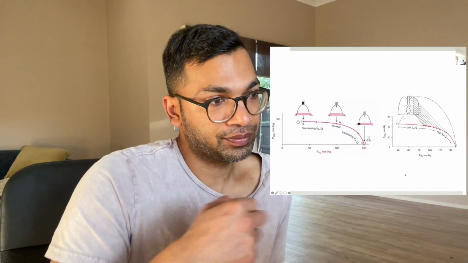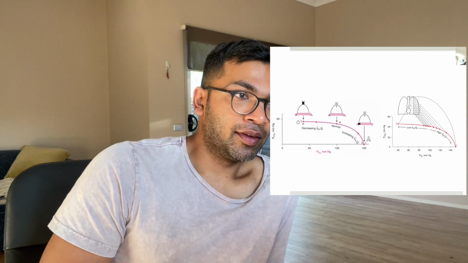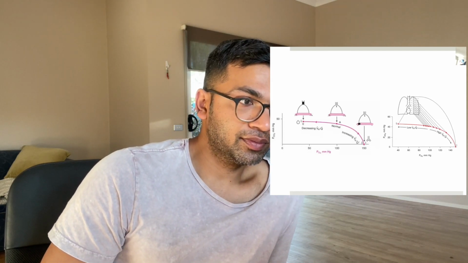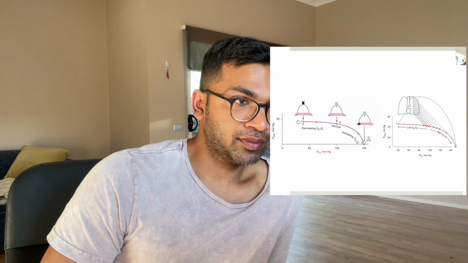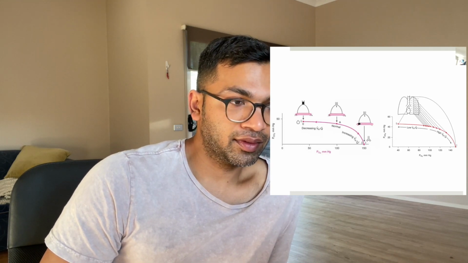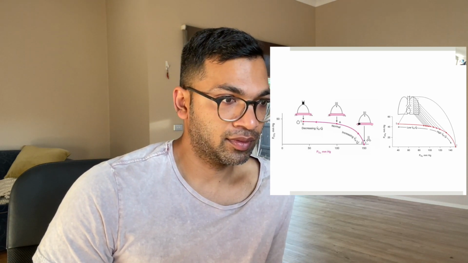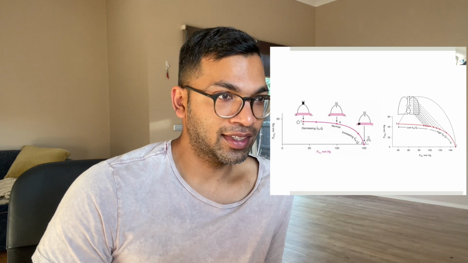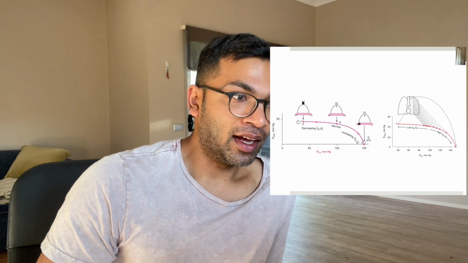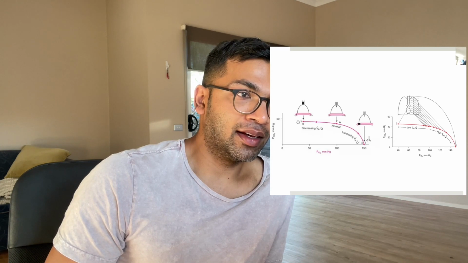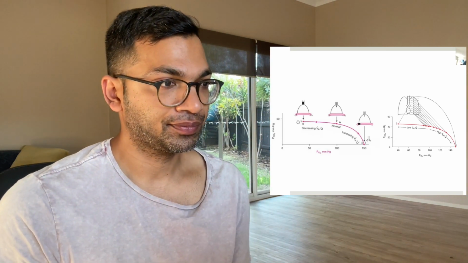Right. So I'm just going to put it up again. It's a graph that demonstrates the effect of gravity on VQ ratios within the lung, and the proportional difference it has on both PCO2 and PO2.